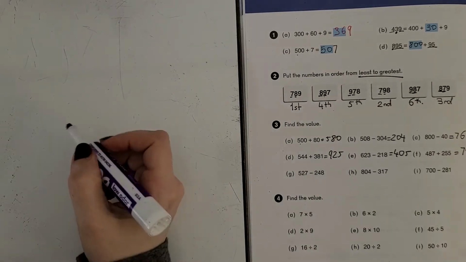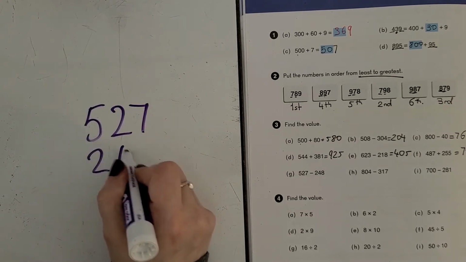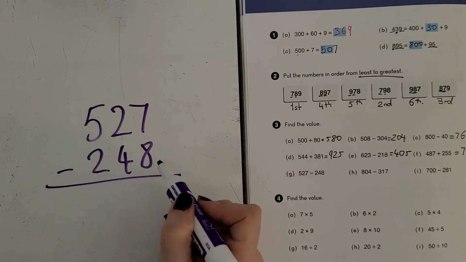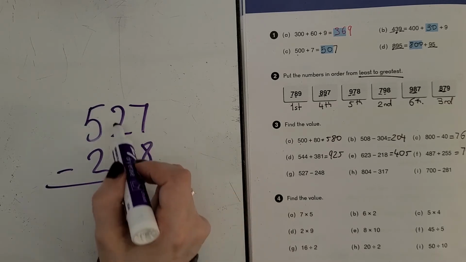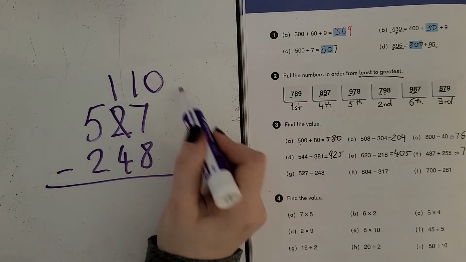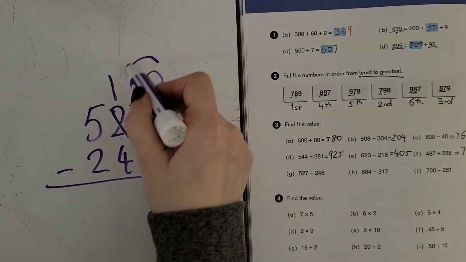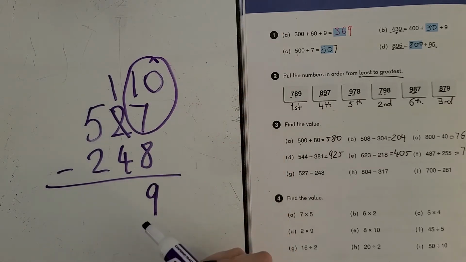Letter G. 527 minus 248. Can you take the 8 from the 7? Nope, you have to borrow. The 2 becomes a 1. It gives a 10. 10 minus 8 is 2, plus 7 is 9. Or you could have said 17 minus 8, whichever is easier.